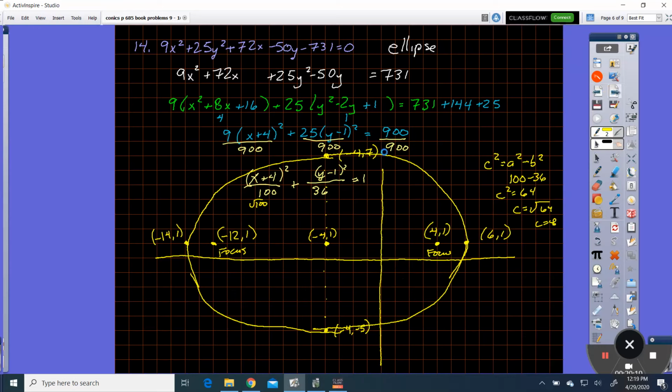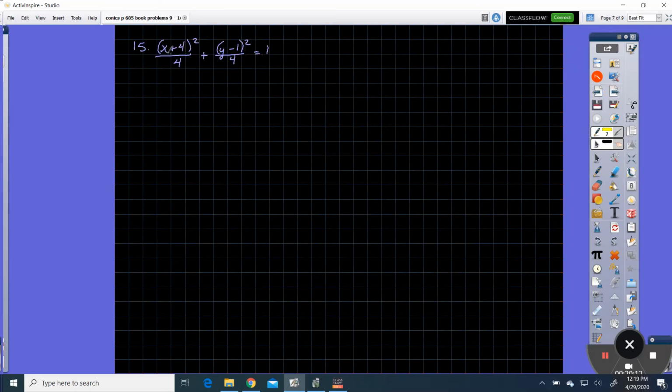So that's number 14. Number 15, it's so nice. It's all set up for us. Notice that it's a plus between them, so it could be a circle, it could be an ellipse. These are both 4s, so I therefore know it's a circle. So what I'm going to do is multiply everything by 4. And that 4, when I distribute it to here, becomes 4, 4, and 4. Okay, so now those 4s cancel, so I'm left with x plus 4 quantity squared. These 4s cancel. Y minus 1 squared equals 4. So now it looks like a circle.